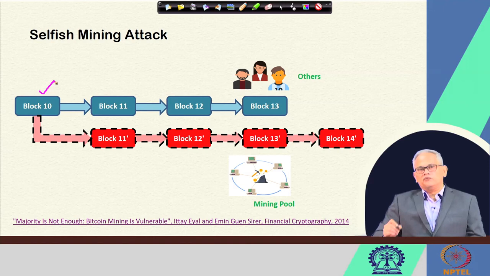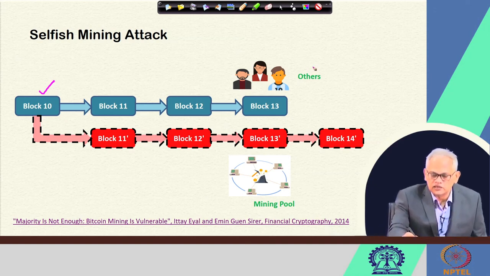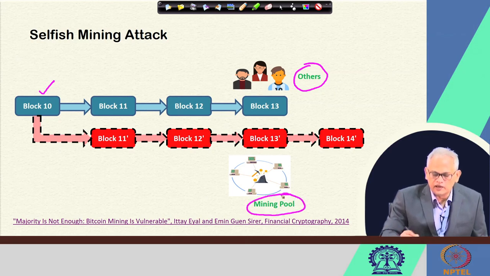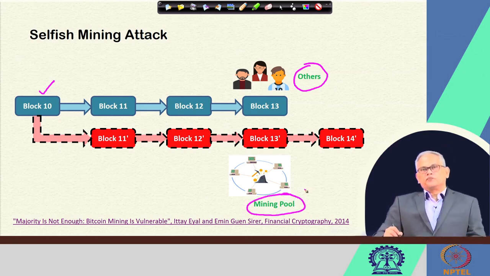So, that is perfectly fine with these miners, which we denote as others. On the other hand, we have this one on the bottom, which we denote as the mining pool, and that actually belongs to the attackers, as we will see in subsequent slides.